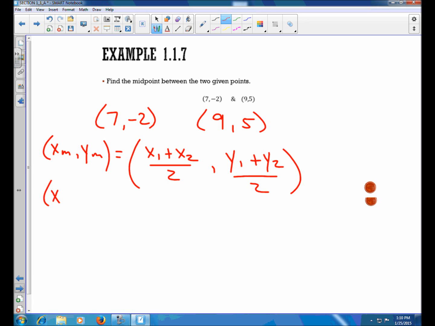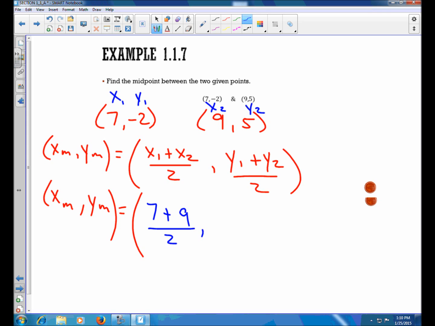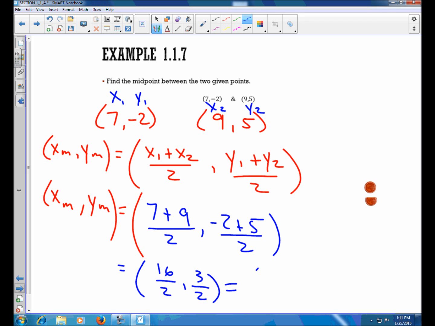And so if we plug in our points, once again, let's label them x1 and y1, x2 and y2. If we plug in our points, we get x1 plus x2, so 7 plus 9 divided by 2, and then y1 plus y2 divided by 2, which gives 16 over 2 and 3 over 2. And so the midpoint is going to be given by 8 and 3/2.